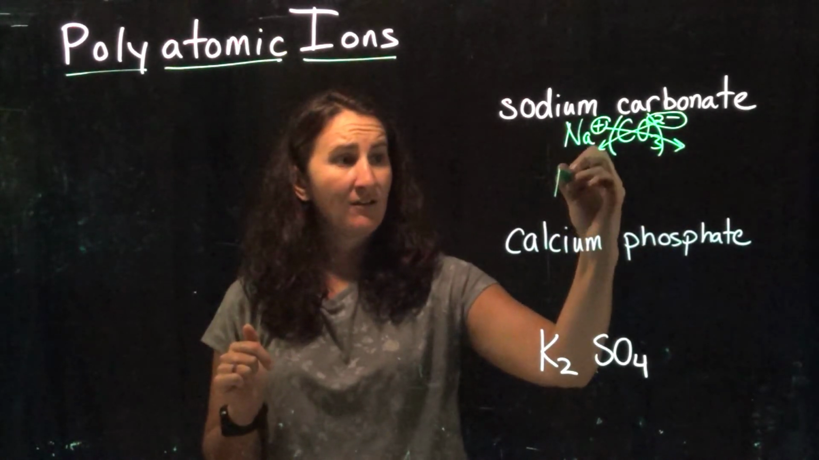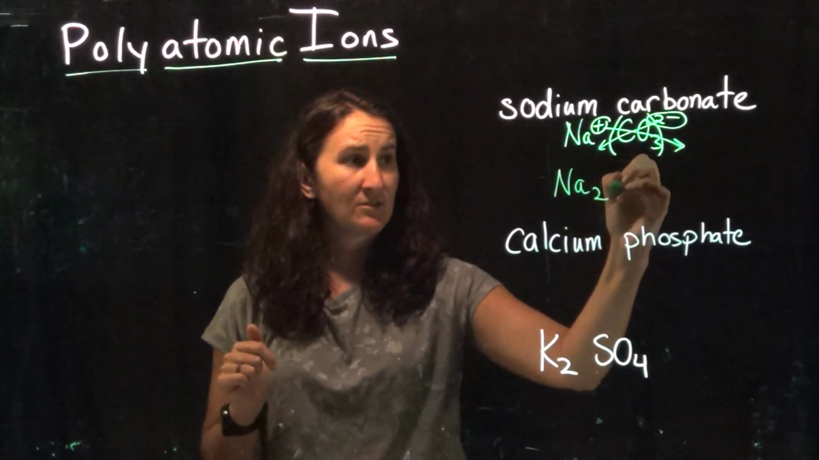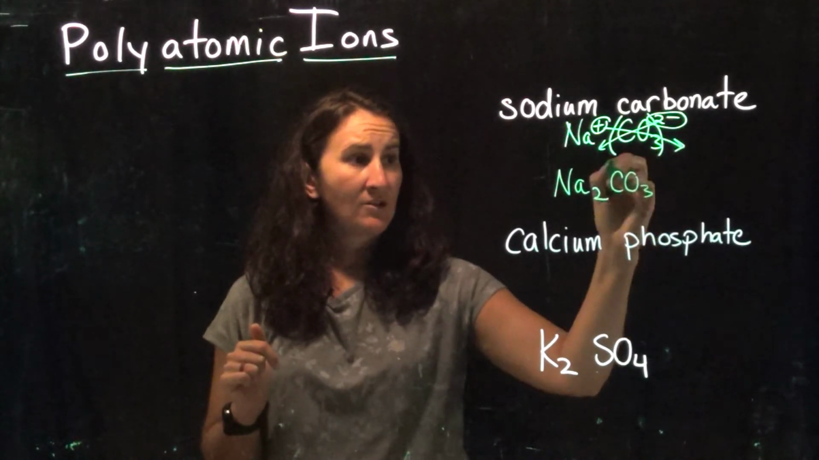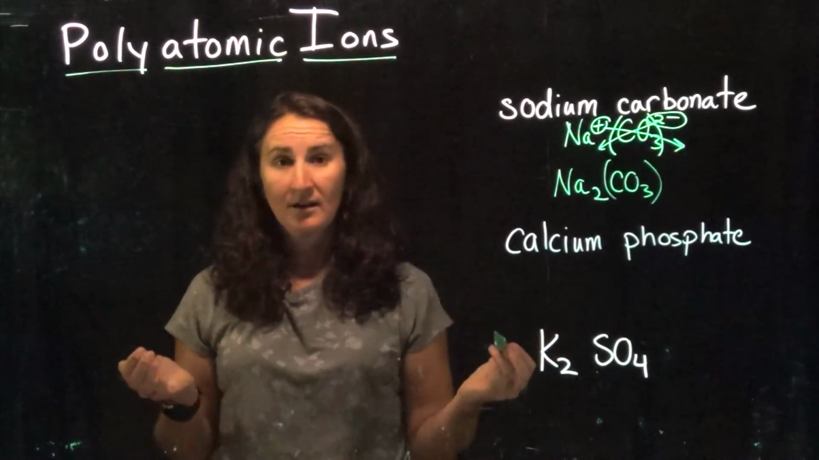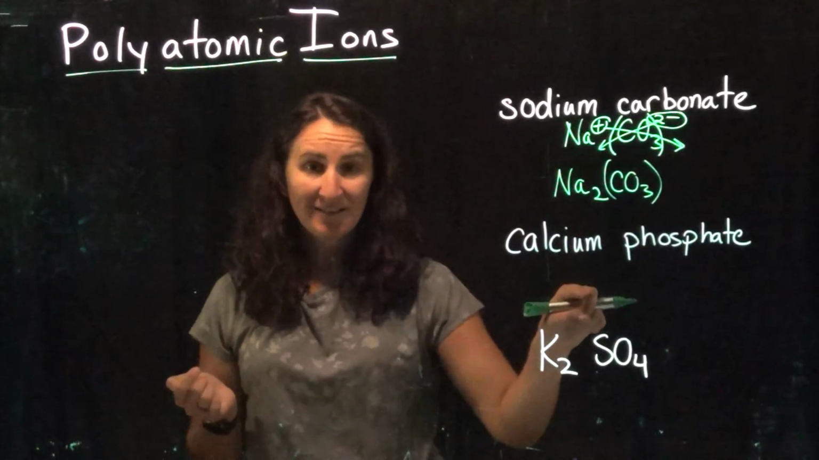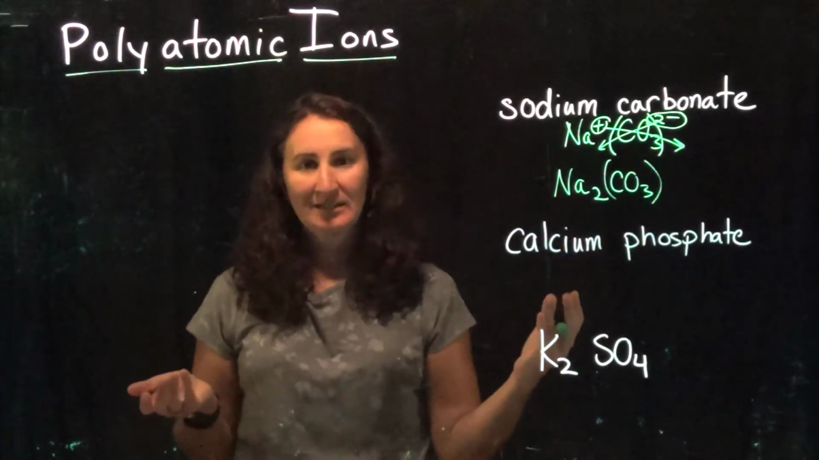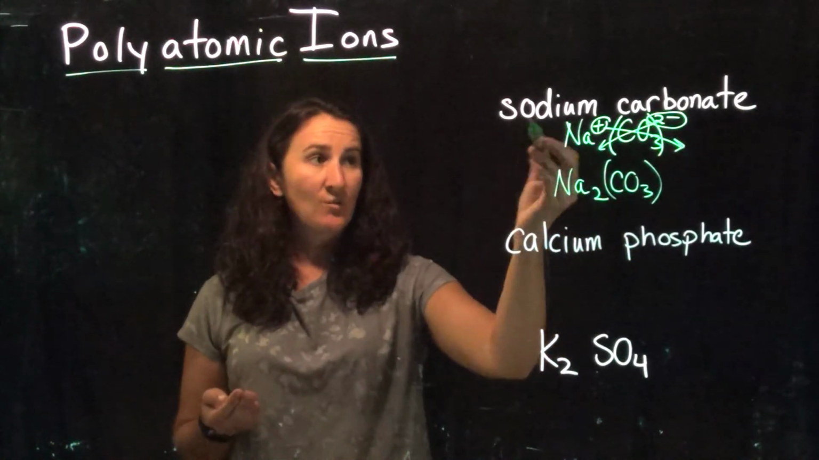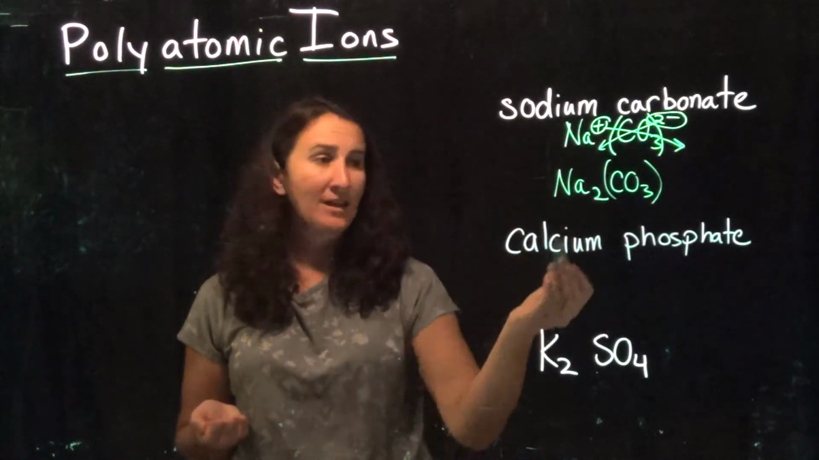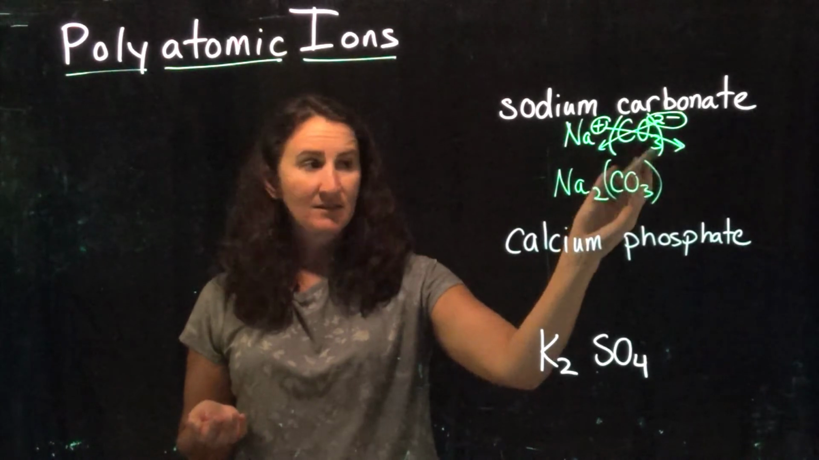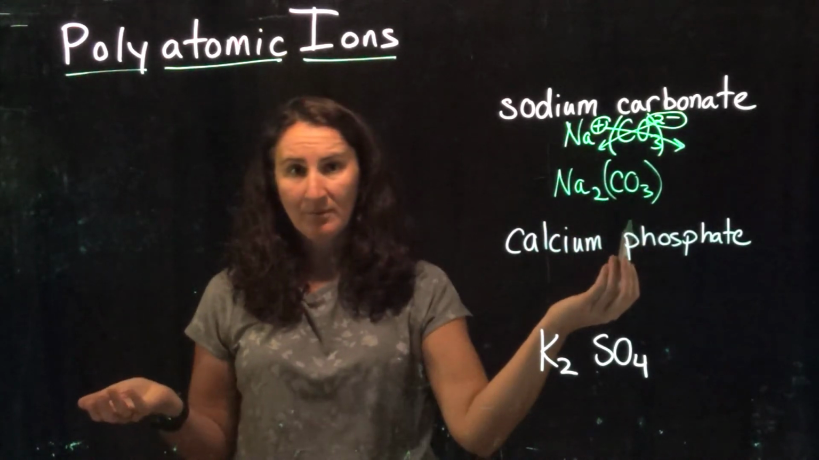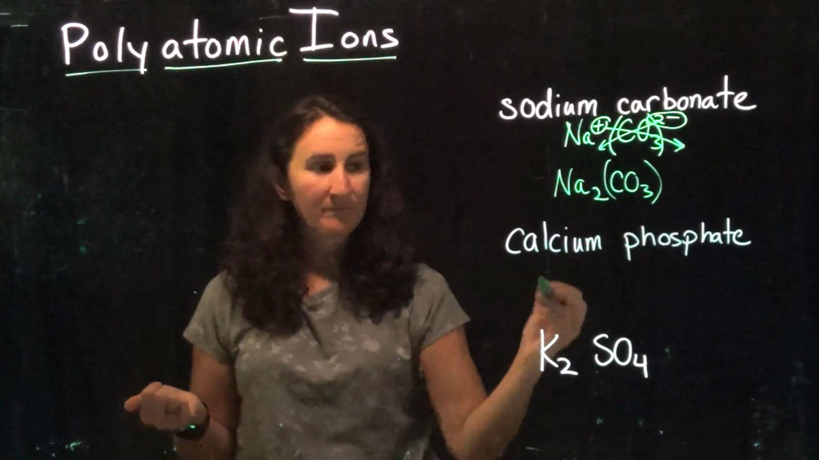So now we write our formula, Na2CO3, and you could either put parentheses or not. It's up to you. For this example, you don't need the parentheses, because this is an understood 1. And that's our compound. So if I ask you what's the chemical formula for sodium carbonate, figure out the charges, cross them, write the chemical formula. Okay, let's do another one.